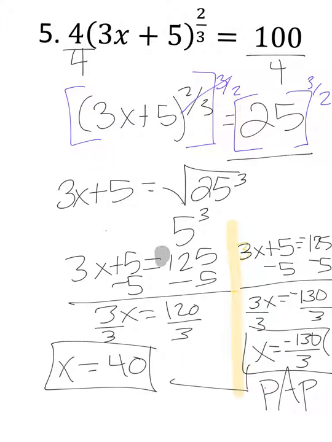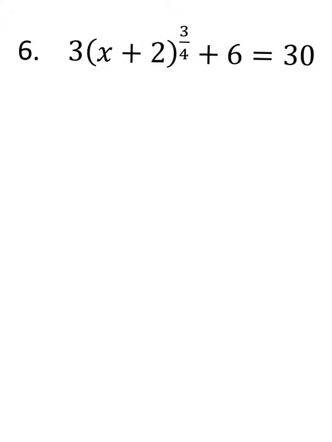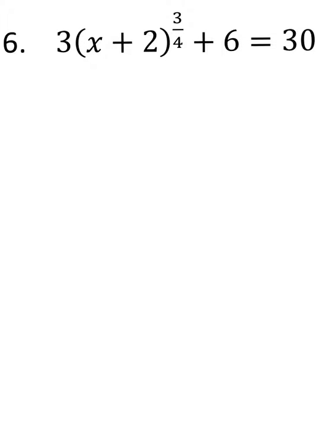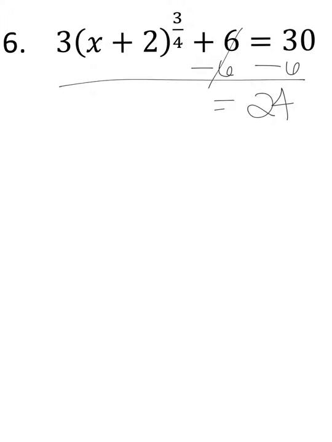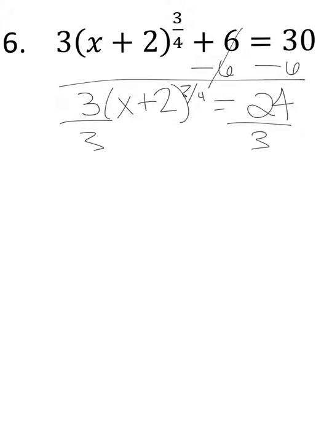All right, last one on the main page, and then we'll go to the pre-AP challenge side. All right, so from here, we have more going on than just the base and exponent. So we're going to get rid of the 6, and we're going to get rid of the 3. So in order to get rid of the 6, we'll subtract it, which gives me 24 on the right side, and that one cancels. So I still have 3 times x plus 2 to the 3/4. Then we divide by 3, and we're left with x plus 2 to the 3/4 equals 8.